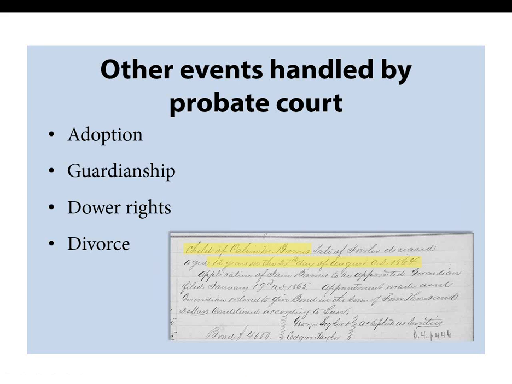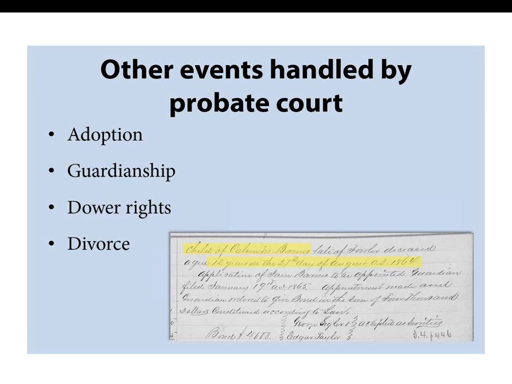Now, there are other events that are handled by the same courts that handle probate. The most common things you will see are adoption, guardianship, dower rights, and divorce. And here I have an example showing the application for the appointment of a guardian for a minor child. This is a minor child of Calvin Barnes, and this record actually gives us the birth date of the child.